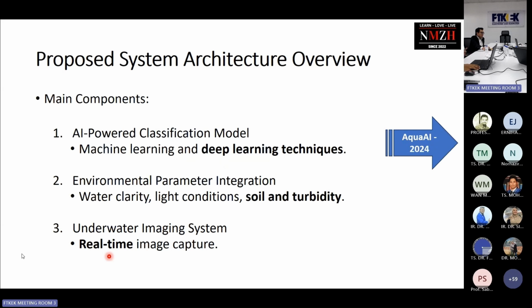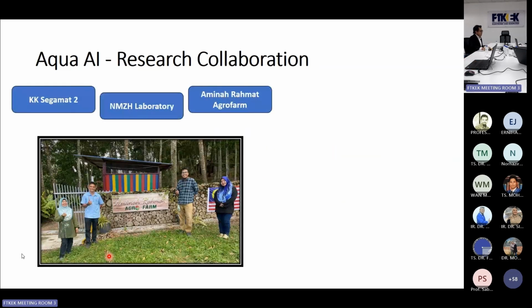Okay, so a bit of what we are doing right now. I will be sharing the three stages that we have. In 2019-20, I went to a fish pond in Segamat, in the southern state of Peninsular Malaysia. So we started an AI-powered classification model. We call it Aqua AI. Okay, so this is me, second from the right.